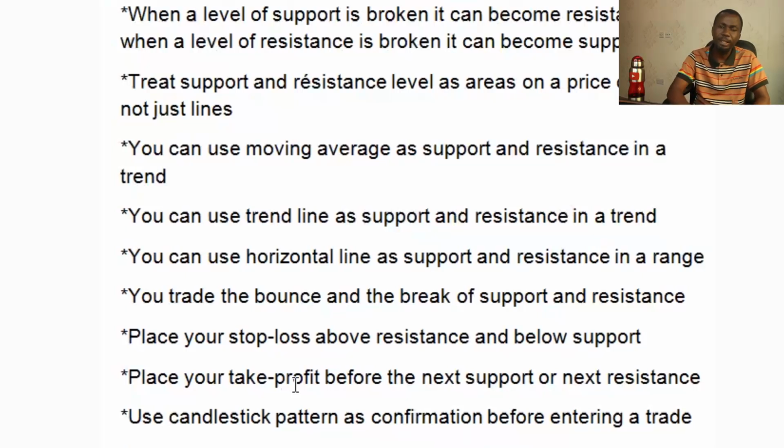So you place your stop loss below the support level if the market is in an uptrend, and you place your stop loss above the resistance level if the market is in a downtrend. So we have treated that. So here you said you can place your stop loss above resistance and below support.